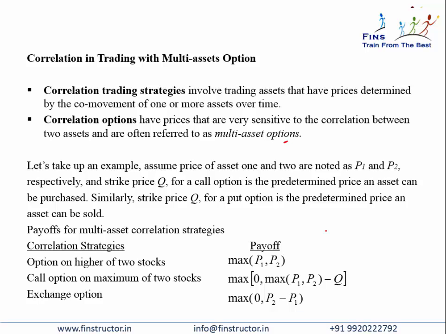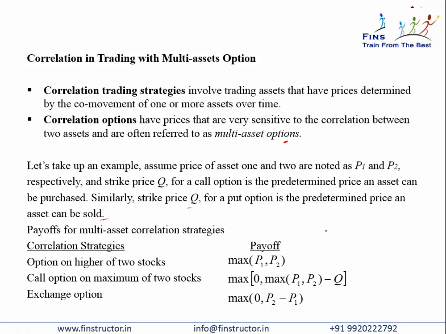So assume the price of asset 1 and asset 2 are noted as P1 and P2 respectively, and the strike price for a call option is the predetermined price an asset can be purchased. Similarly, the strike price for a put option is a predetermined price at which an asset can be sold. So we have a strike price for the call, strike price for the put.